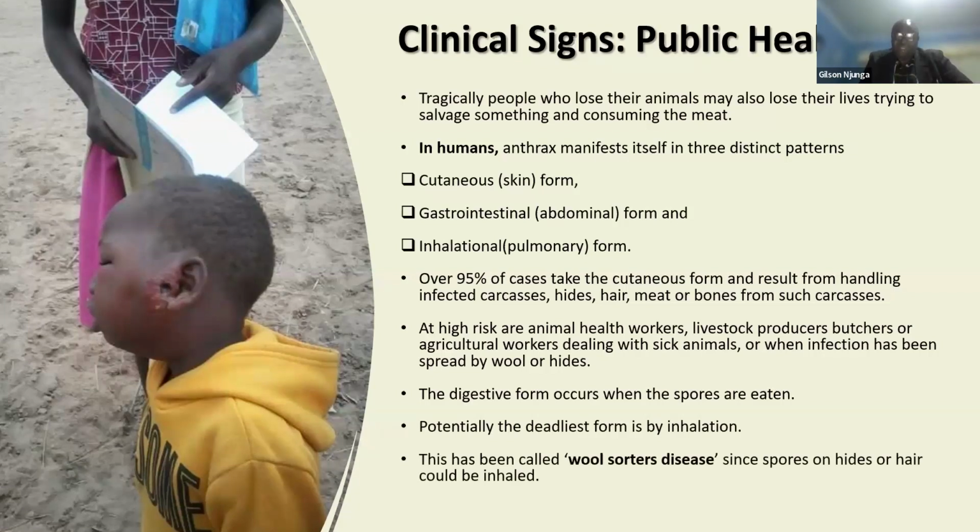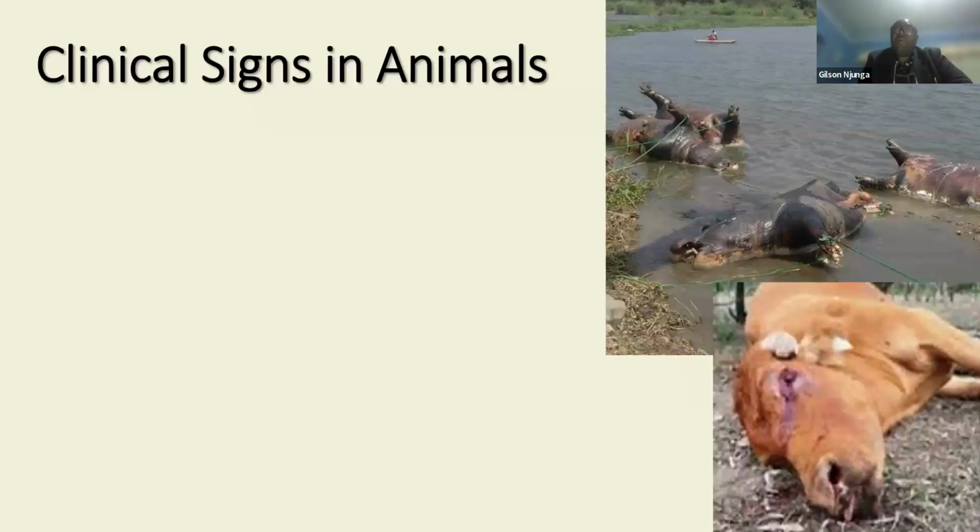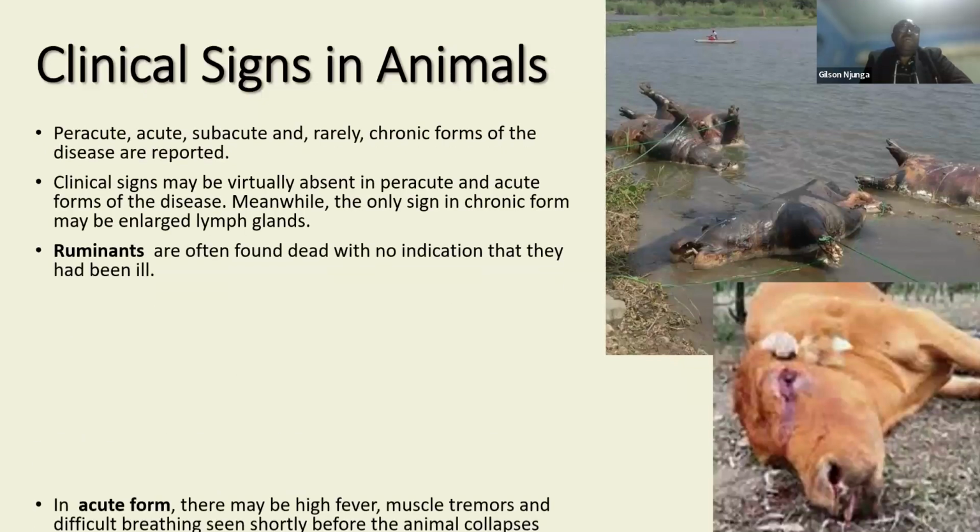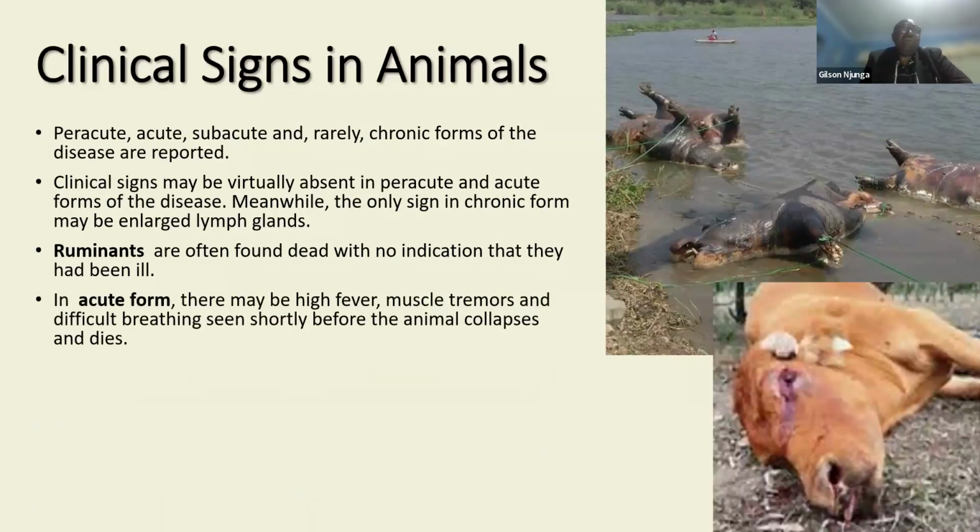The rest of the information is already covered, so I'll not talk about those once again. We just have to go to the clinical signs in animals. So in animals, the signs can either be peracute, acute, or subacute. When you talk about peracute, it means you will not even be able to notice that the animal has been sick. You just find that the animal is dead, right? Sudden deaths. Or acute, then you should be able to see the clinical signs, or sometimes subacute.